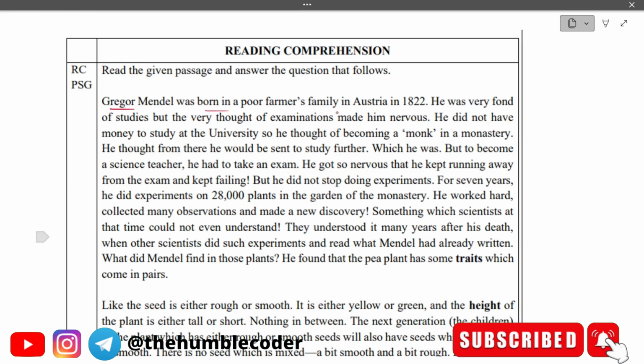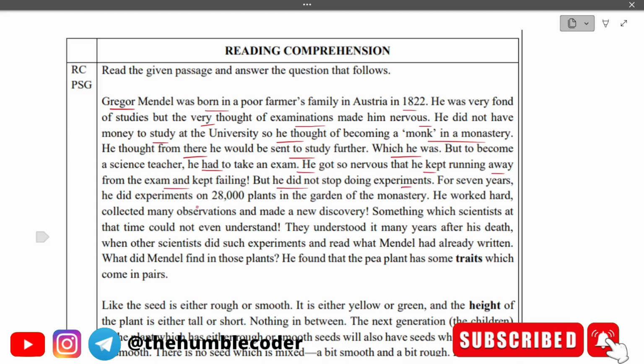Gregor Mendel was born in a poor farmer's family in Austria in 1822. He was very fond of his studies, but the very thought of examinations made him nervous. He did not have money to study at the university, so he thought of becoming a monk in the monastery. He thought from there he would be sent to study further, which he was, but to become a science teacher, he had to take an exam. He got so nervous that he kept running away from the exam and kept failing. But he did not stop doing experiments.